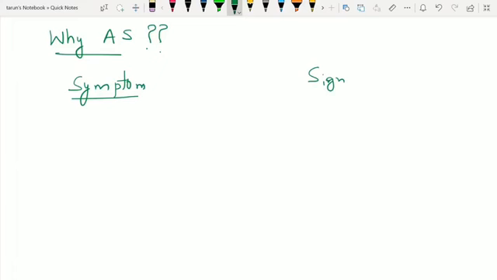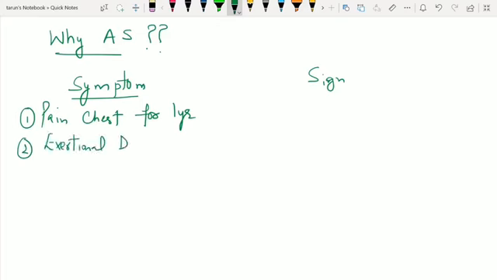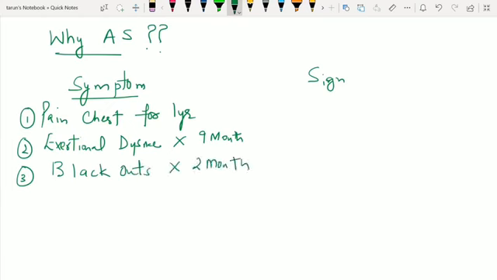You will elaborate the history of symptoms, that this patient is suffering from pain chest for 1 year. Then patient also suffers from exertional dyspnea from 9 months, and patient also has blackouts or syncopal attacks from last 2 months. Plus, if there is a positive history of rheumatic fever, you will say that there is a past history of rheumatic fever. So these are the symptoms my patient is having. So that gives a clue towards the aortic stenosis.